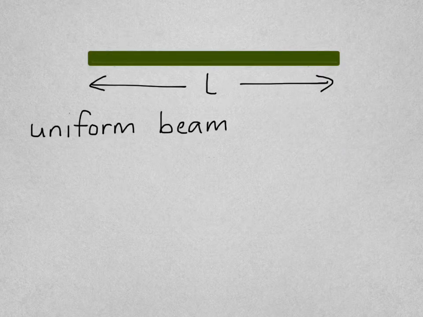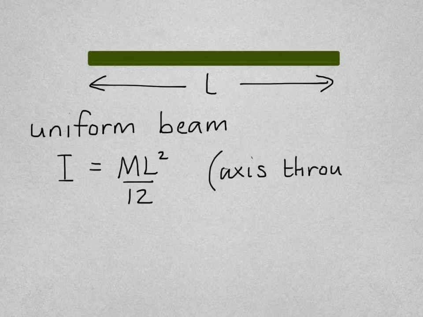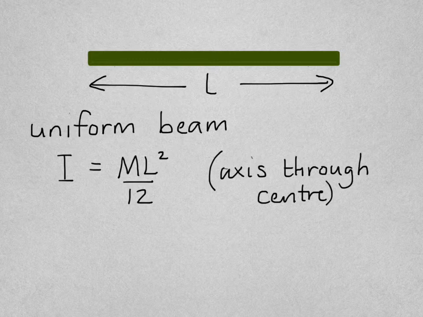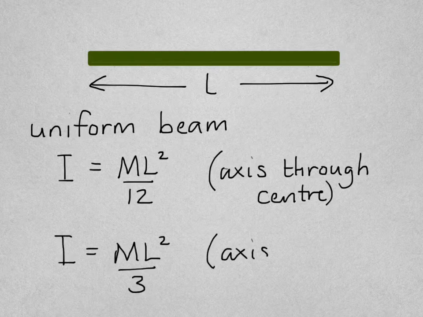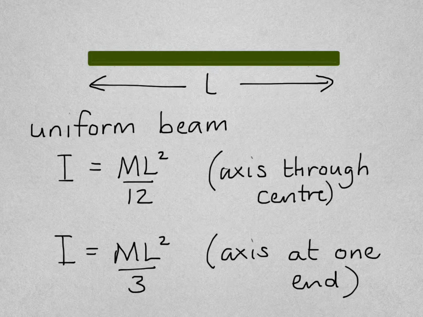A couple of others that sometimes come up, and you definitely don't have to know these ones, are for a uniform beam. If you rotate it about its middle, so imagine putting a pin through the centre point of the beam and spinning it, then the moment of inertia is ml squared over 12. If, on the other hand, you put a pin through one end and spun it there, then the moment of inertia is 4 times bigger. It's ml squared over 3. Again, you don't need to know either of those, but they might come up in a question. They'll be given to you if they do.